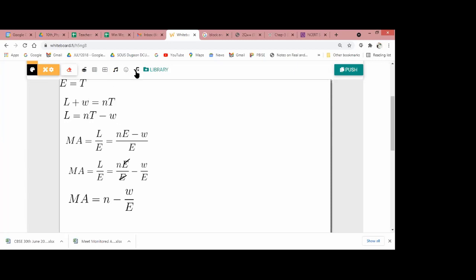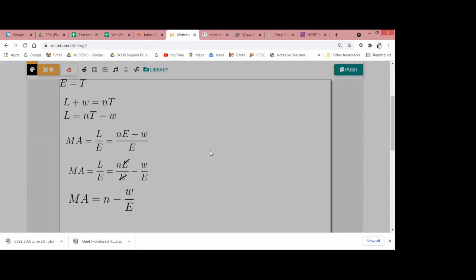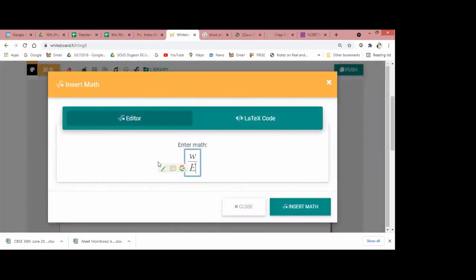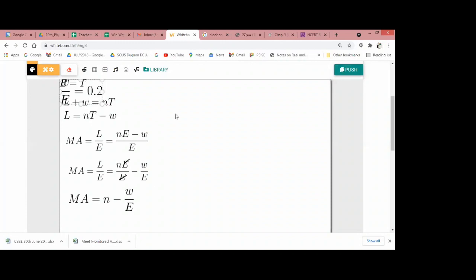For a while, let us consider the value of W upon E as 0.5, just for a while. Or let us not even consider 0.5, I'll consider it as equal to 0.2 for a while. Very negligible mass of the pulley system, negligible weight of the pulley. If it is 0.2, tell me, if I'm considering a 5 pulley system, what will be the mechanical advantage?